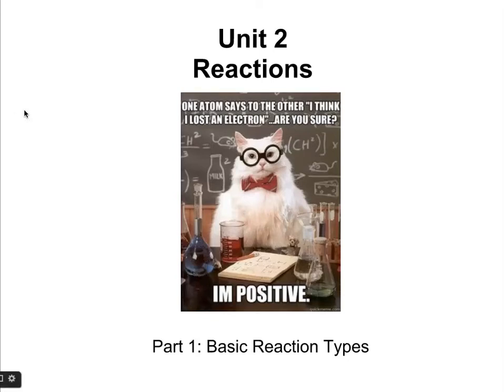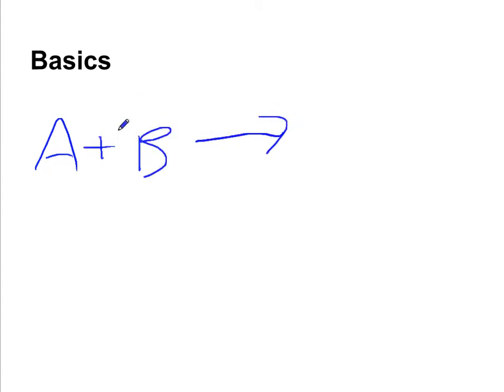Part 1 of Unit 2 is about basic reaction types. In case you've forgotten everything from Chem 1, a chemical reaction involves reactants, we'll just call them A and B for right now. They will interact with each other and atoms will be swapped around between them to produce products. We'll call them C plus D for right now.